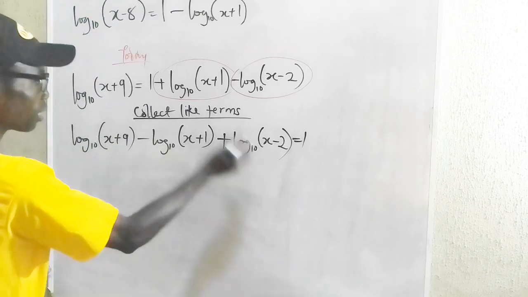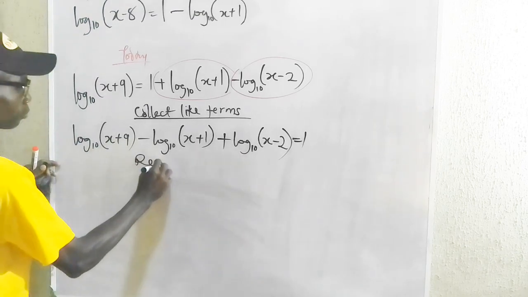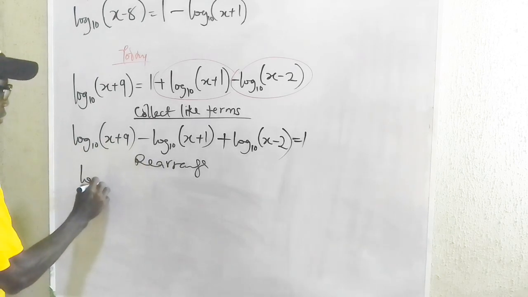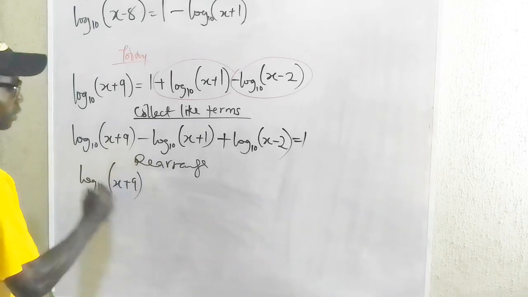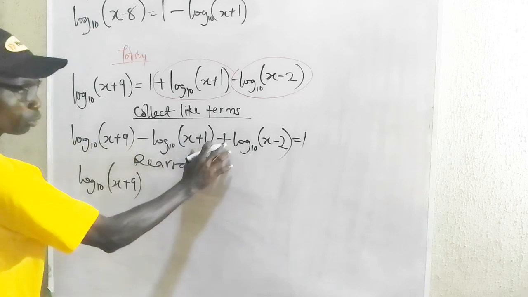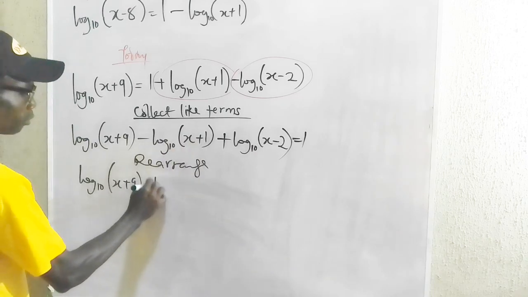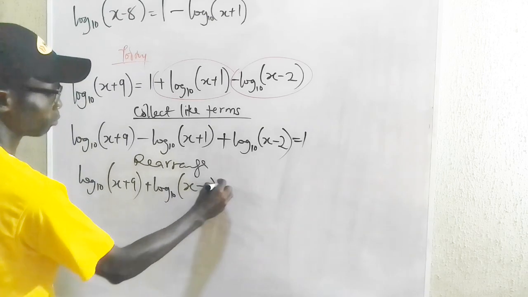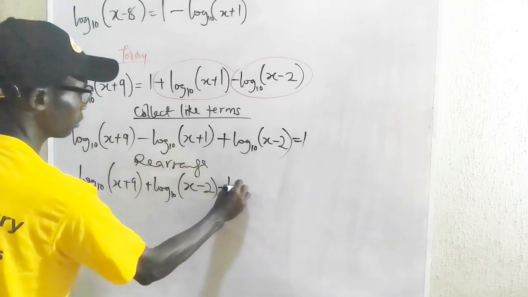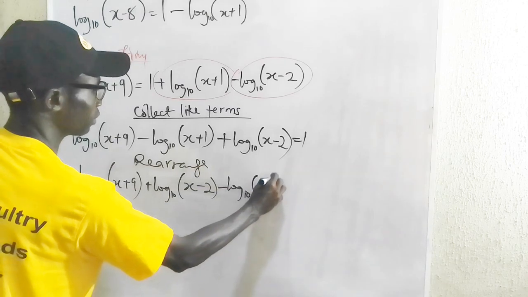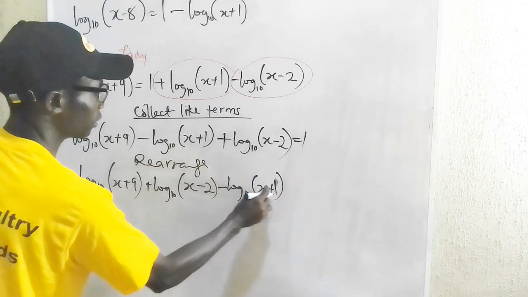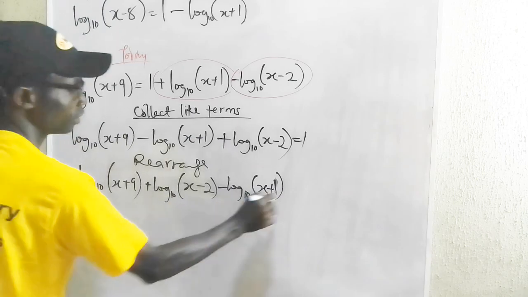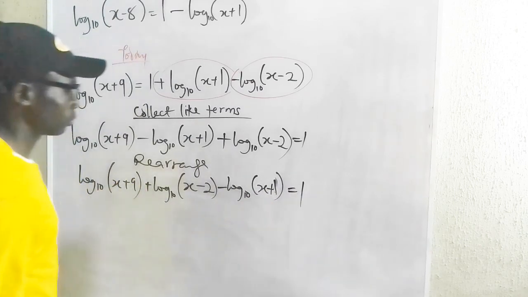So that will mean we rearrange this. It is going to be log in base 10 of x plus 9. This is rearranged, but the signs are not changed. Plus log in base 10 of x minus 2. This is log in base 10. The difference here is that there is no crossing of the equal sign, you only rearranged it, so the signs here are not changed. They maintain the sign.